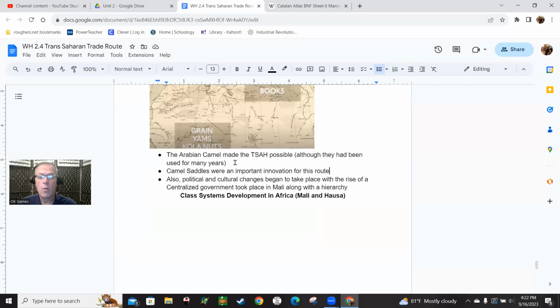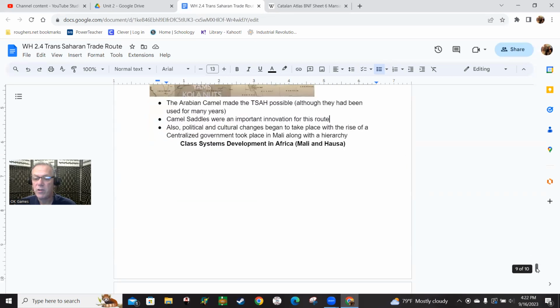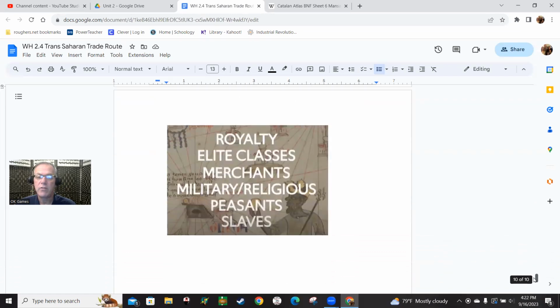One big development that's happening down here is Mali is getting so, so rich, and Timbuktu is getting so important that you have the beginning of a centralized government taking form in this part of the world. The Mali kingdom is centralized. They develop a social hierarchy. The Malian house has developed a unique and very identifiable social structure.